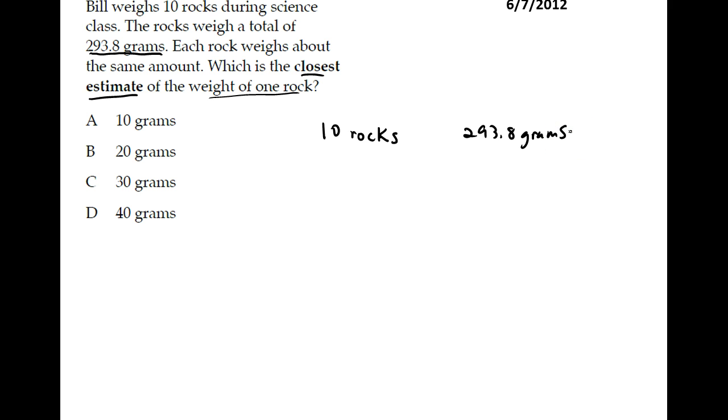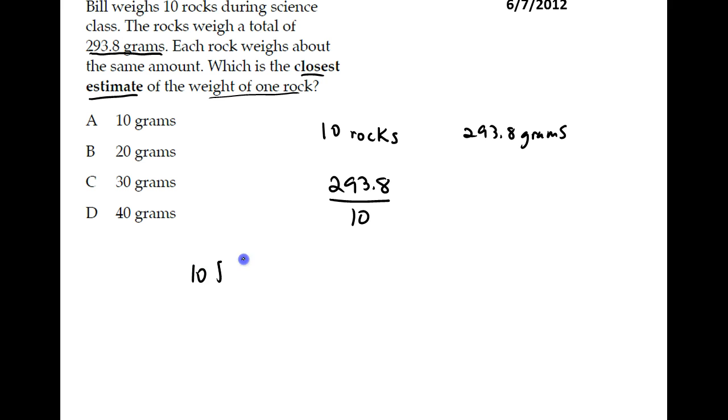We want to know how much each rock weighs. And so we divide. We take the 293.8 and divide it by 10 to figure out, basically, once again, how many groups of 10 are there in 293.8.